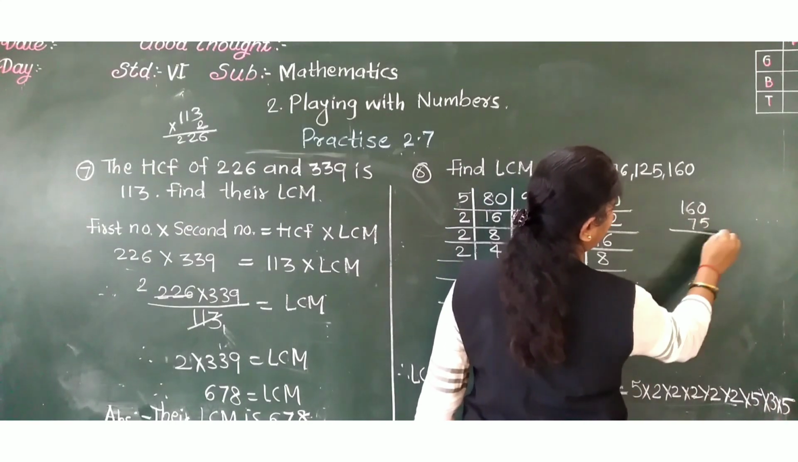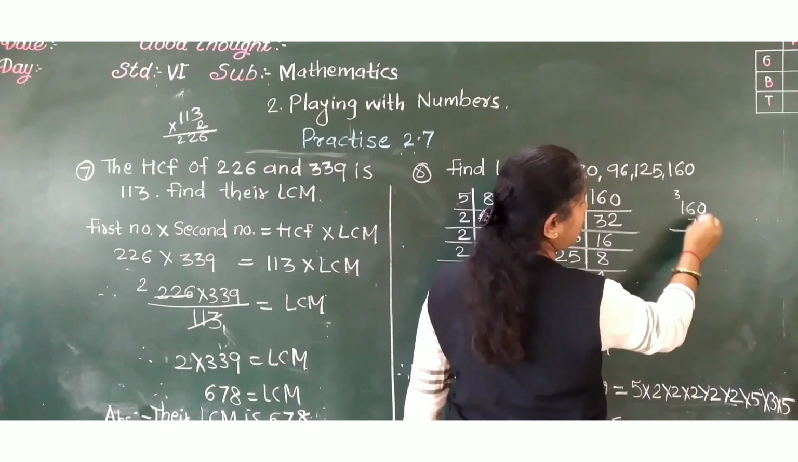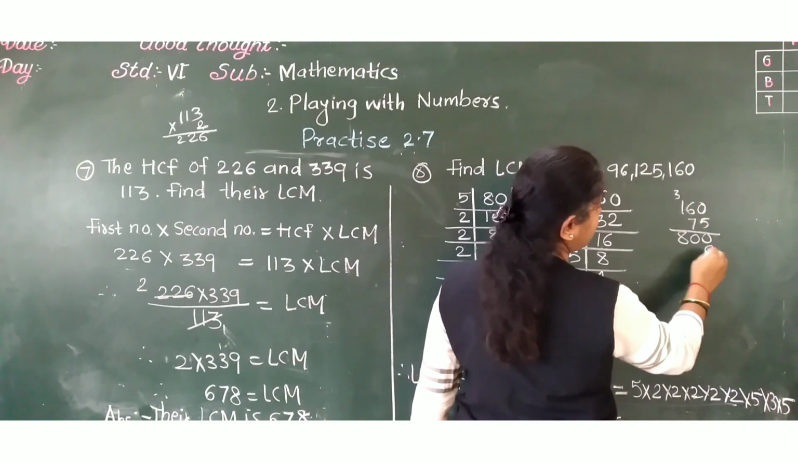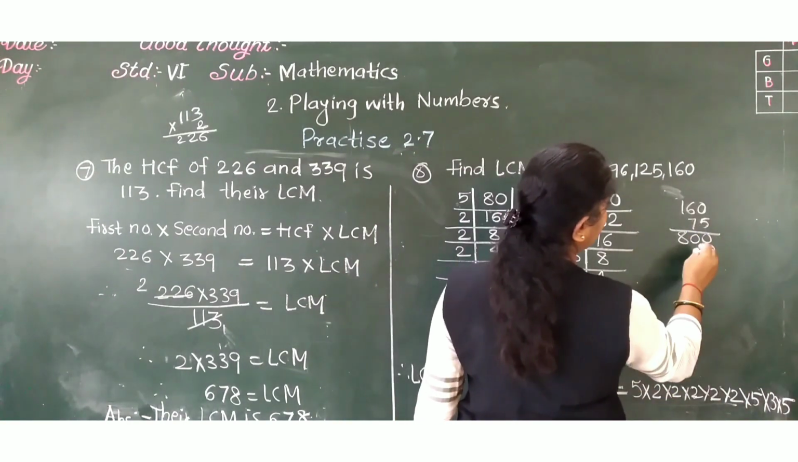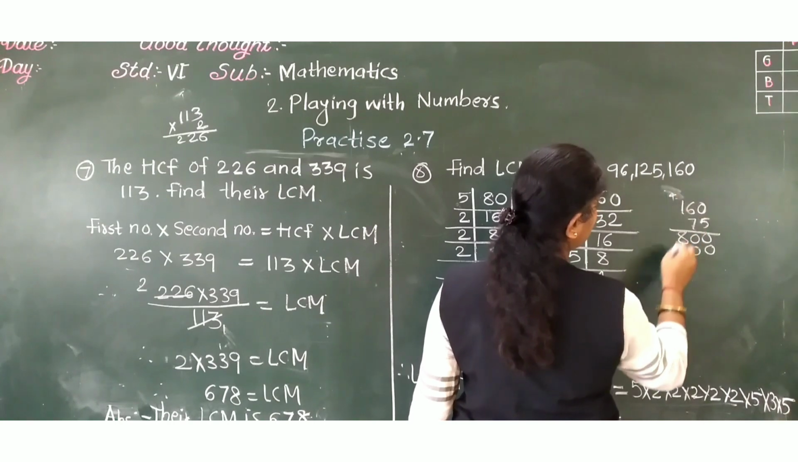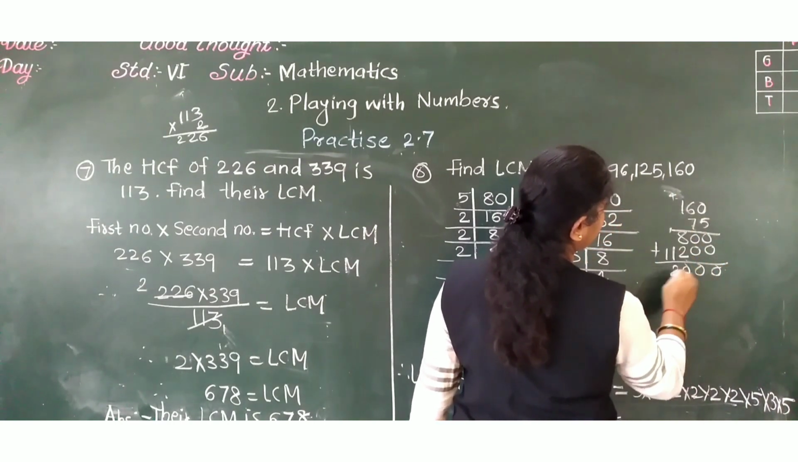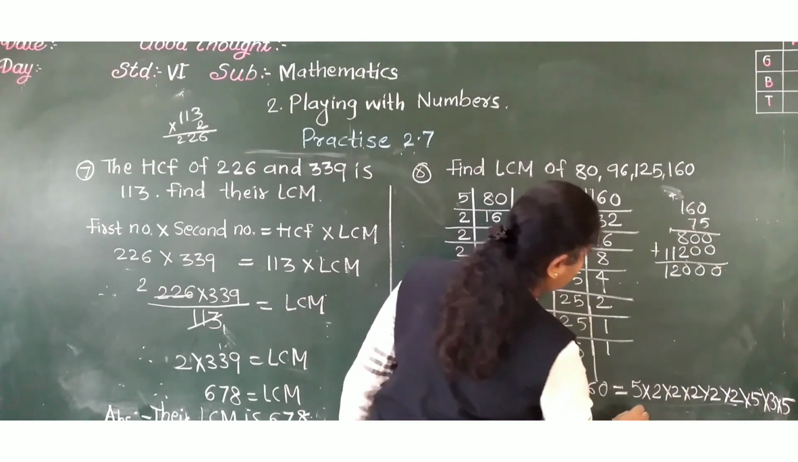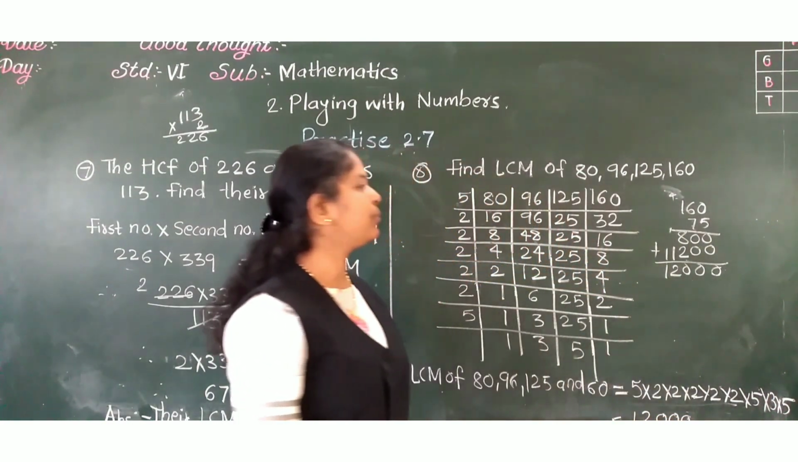So multiply now. 5 0s are 0, 5 6s are 30, carry 3, 5 ones are 5 plus 3, 8, 0. Then 7 zeros are 0, 7 6s are 42, carry 4, 7 ones are 7 plus 4, 11. So the answer is 12,000. Their LCM is 12,000.